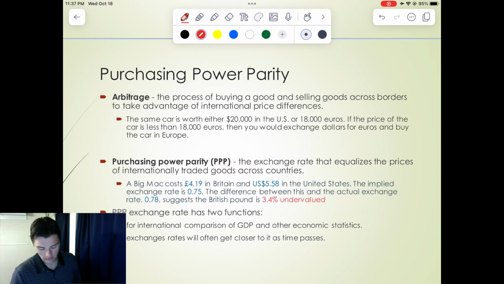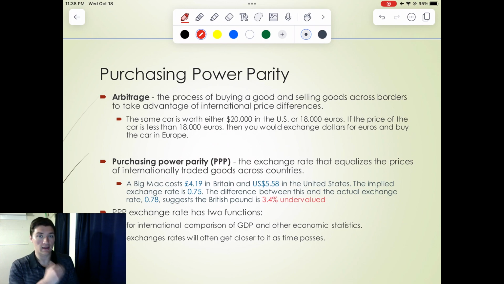We also have a thing called purchasing power parity. This is where the exchange rate equalizes the price of internationally traded goods across countries. It serves two functions: international comparison of GDP and other statistics, and the exchange rate will often get closer as time passes along. So purchasing power parity is basically, look, if we're trying to buy the same stuff, we want the price of that stuff to be similar to the exchange rate.